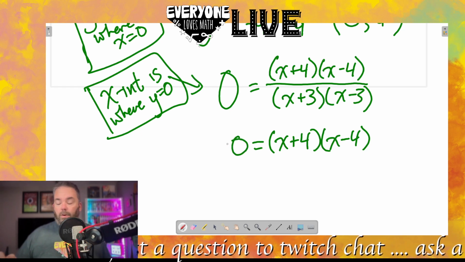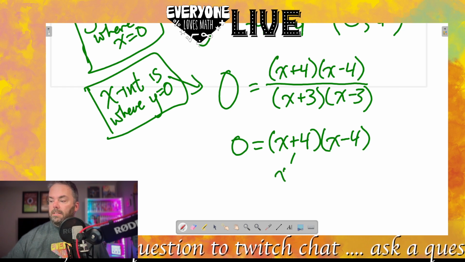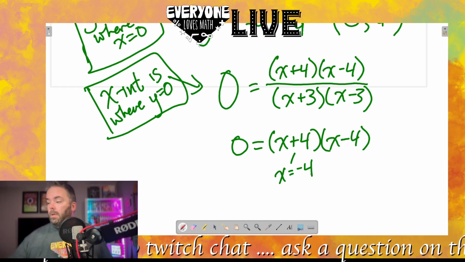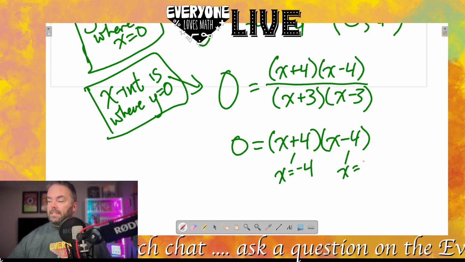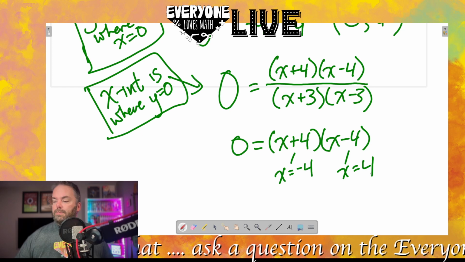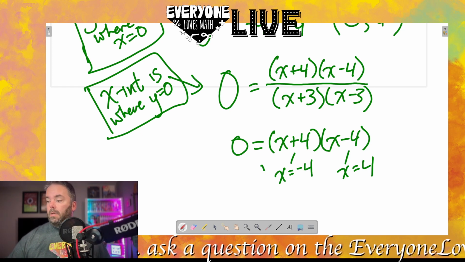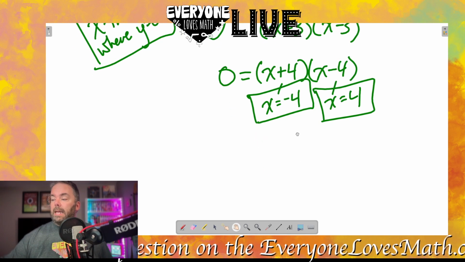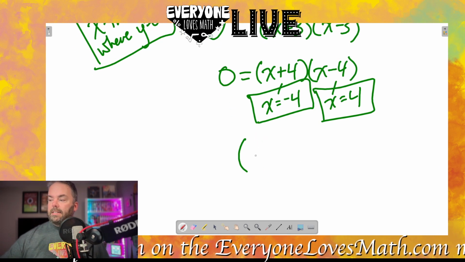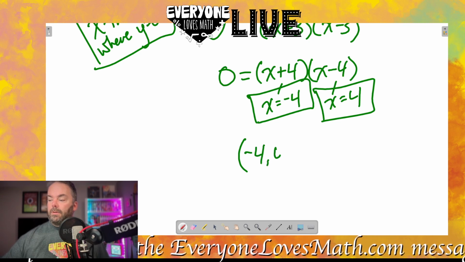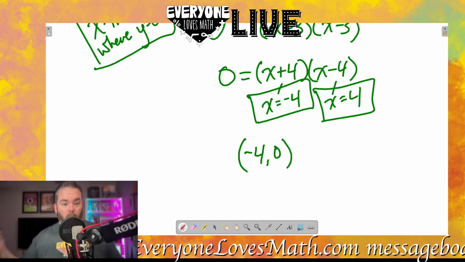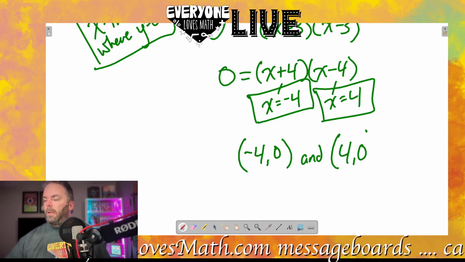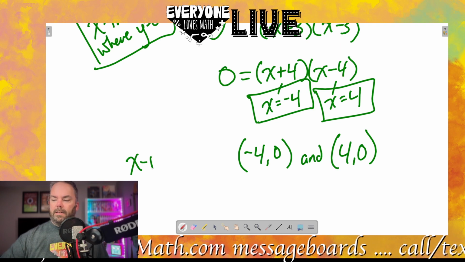And from here on out, we can probably do this in our heads. X equals negative 4 would make the first factor 0, and x equals positive 4 would make the second factor 0. So in this problem, there are two x-intercepts, at negative 4 and 4. The official way to write that is negative 4 comma 0, because remember, x-intercepts are where y equals 0, and positive 4 comma 0. That's where the x-intercepts are.